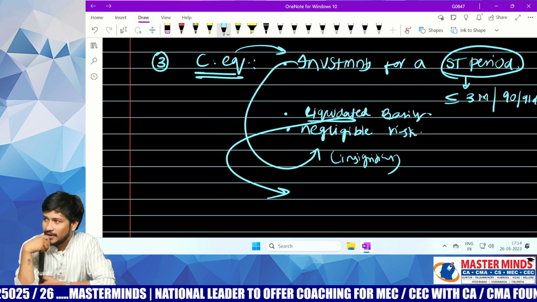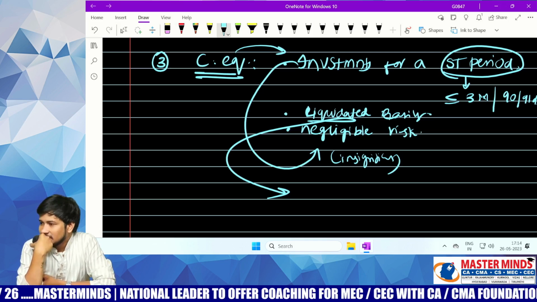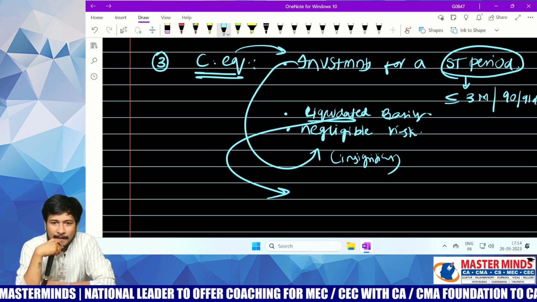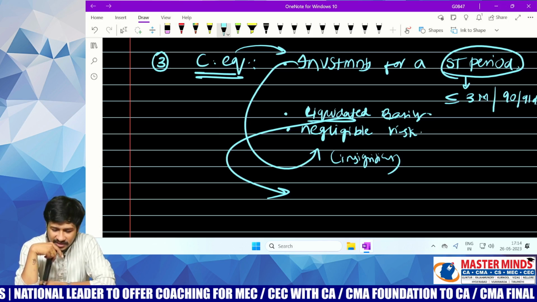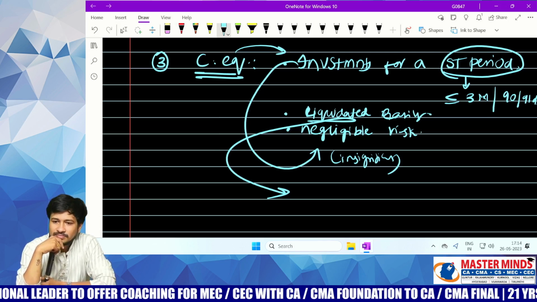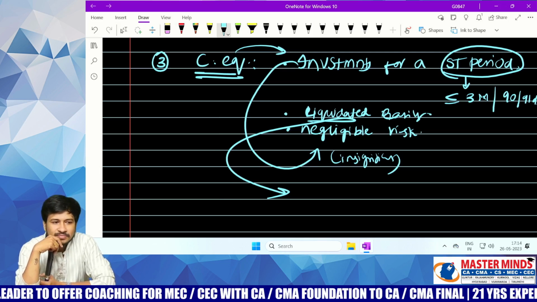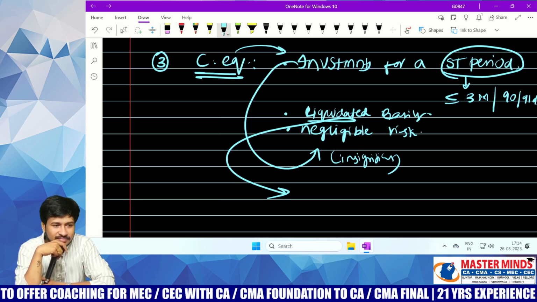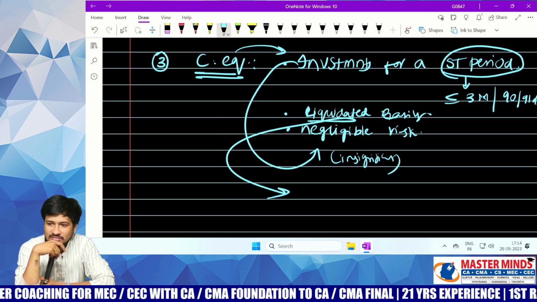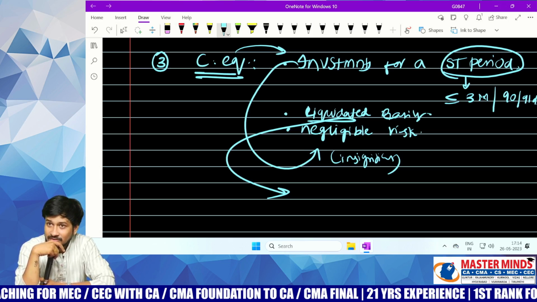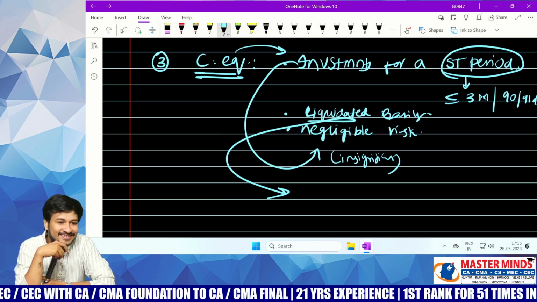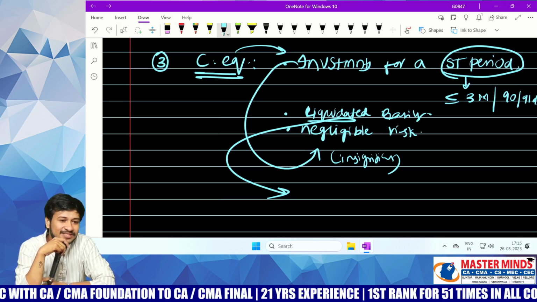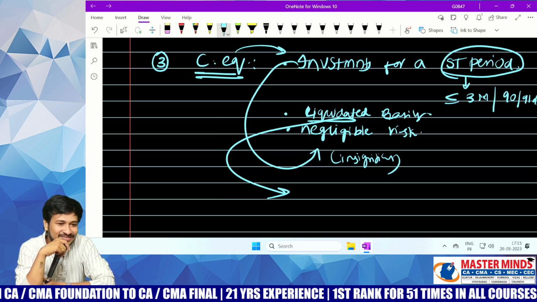What is this called? Investment in debentures for a period less than or equal to 3 months. Is it a cash equivalent or not? Yes. What about you people? Think and answer. Investment in debentures for a period less than or equal to 3 months.